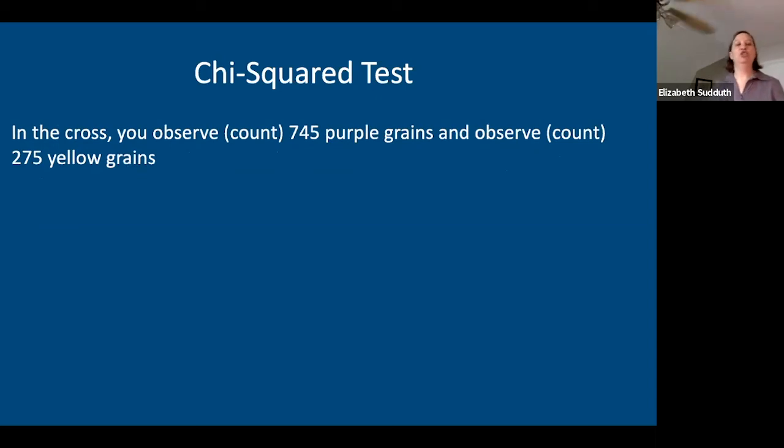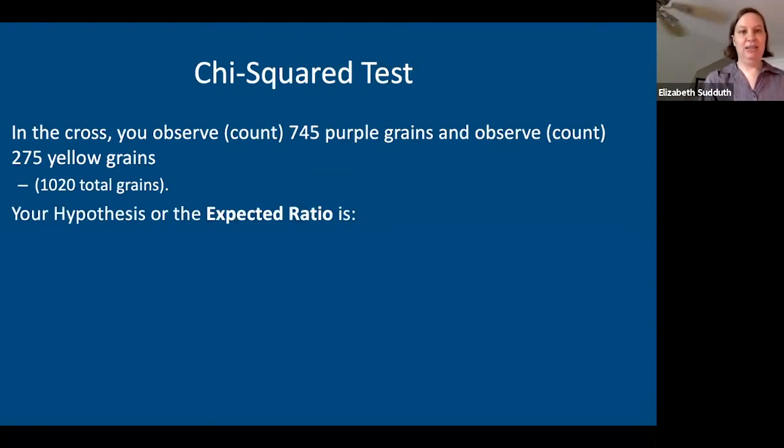So when we actually do it, we observe 745 purple grains and we observe 275 yellow grains. And if we were in the lab today, you would have actual ears of corn and you would actually be counting out grains just like that. So 745 to 275, that adds up to a total of 1,020 grains.